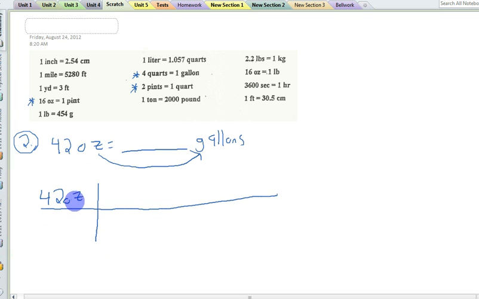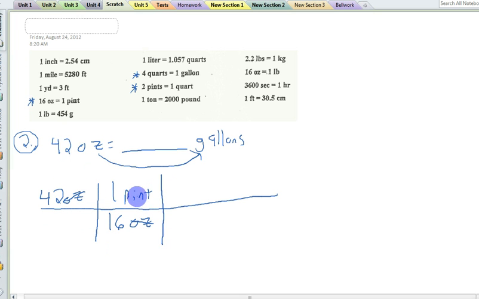So I start off with what's given, 42 ounces. I have to be able to cancel out the unit I don't want. So the first one I'm going to plug in out of the 3 of these is the one that has ounces in it. And I'm going to make sure that my ounces go at the bottom. The other part, the 1 pint, will go up top, canceling out the unit we don't want.